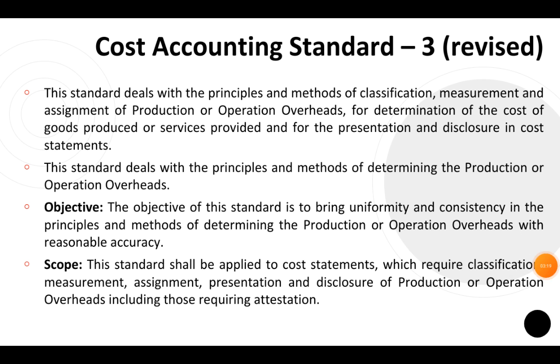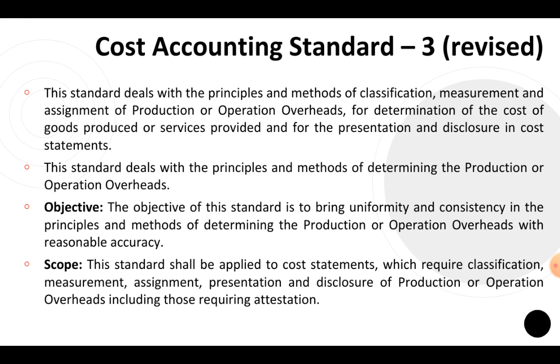So the Cost Accounting Standard 3 is a standard which deals basically with the principles and methods of classification and measurement, and also assignment of production or operation overheads for determination of the cost of goods produced or services provided, and also for the presentation and disclosure in cost statements. So it is very important to have a cost accounting standard which deals with overheads, because, as we've already seen, it's quite difficult for firms to ascertain where to drop which cost. Okay, so in that situation, we need a specific guideline, we need rules to tell us how to do what.